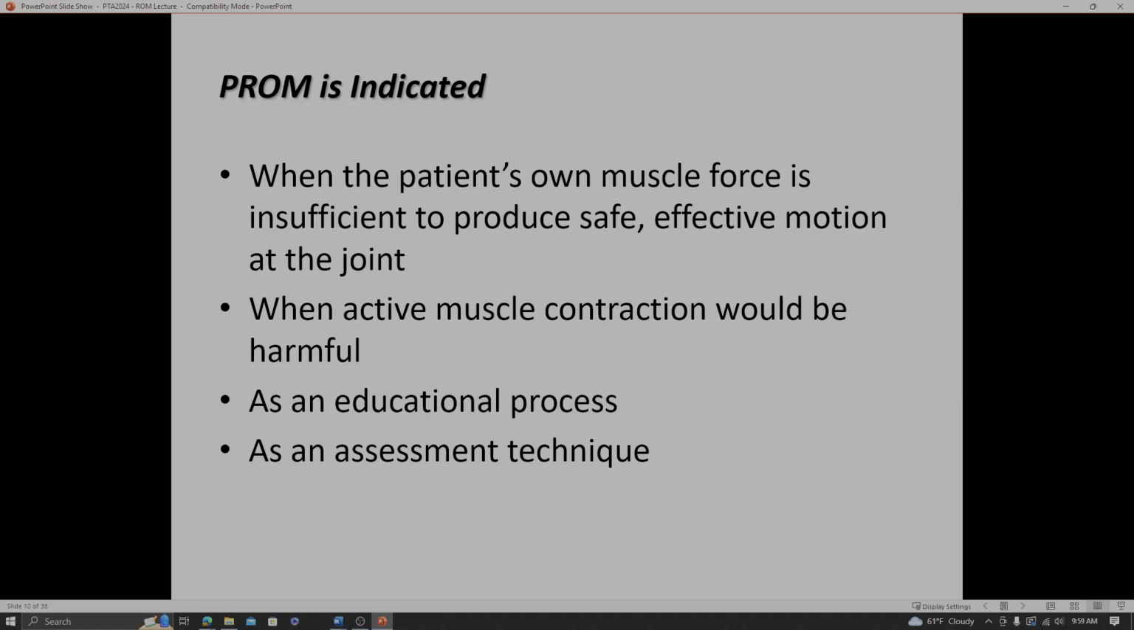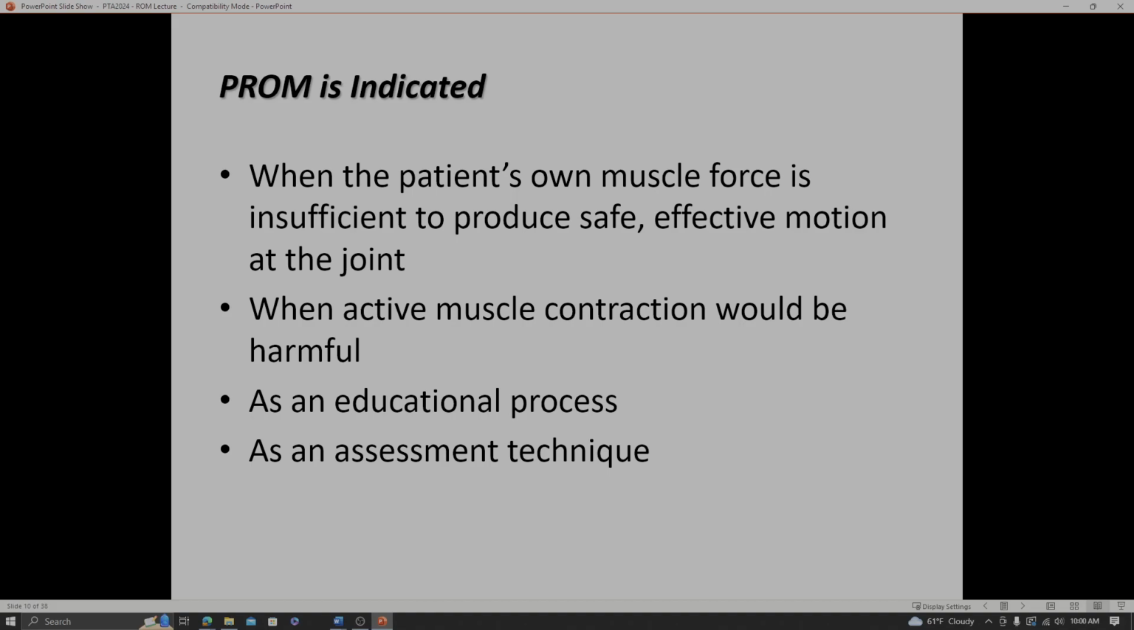Passive range of motion is indicated when the patient's own muscle force is not efficient enough to be able to produce safe or effective motion. This is why we usually start people off early with passive range of motion, because if someone's early on in the healing process or the rehab process and they're at a max protection phase, or they're acute within the healing process, like the inflammatory or bleeding phase, there could be contraindications to certain types of active range of motion. They just might not be able to do it.